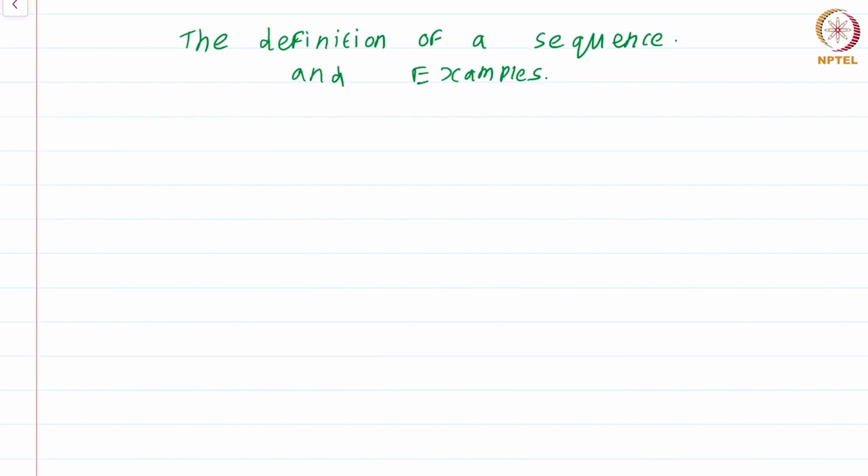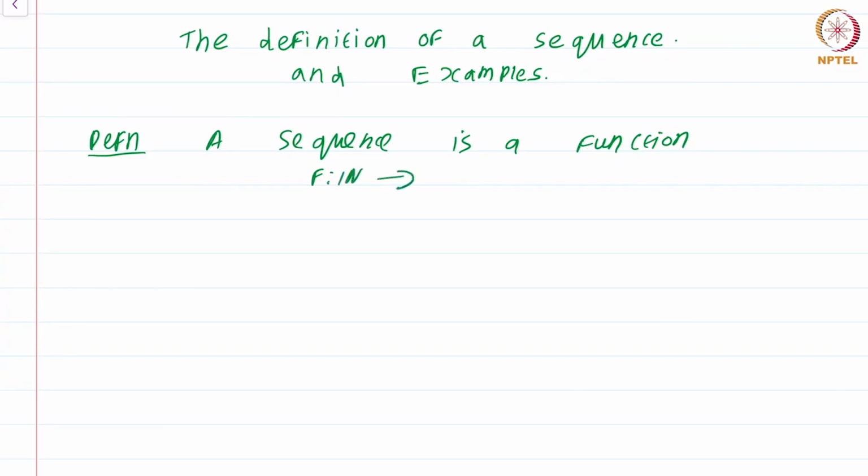In this module, we will define what a sequence is and give several examples. Definition. A sequence is a function f from natural numbers to R. That's it. Probably the shortest definition you have seen. Even the definition of empty set was slightly bigger, I believe.